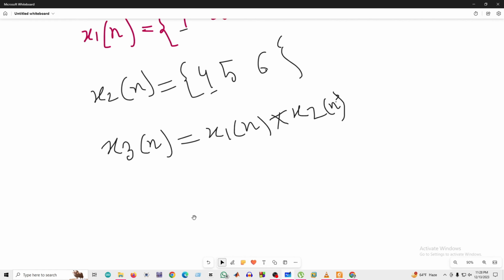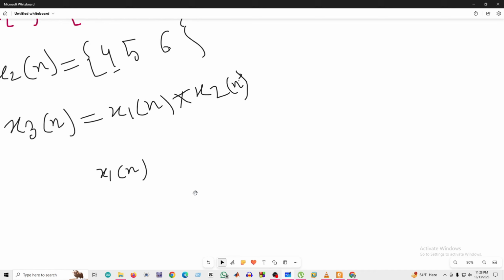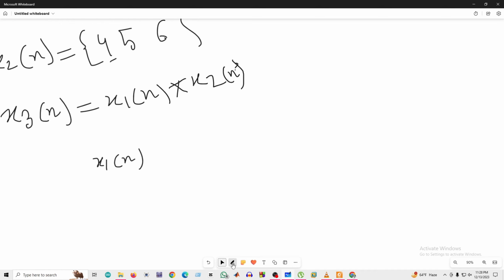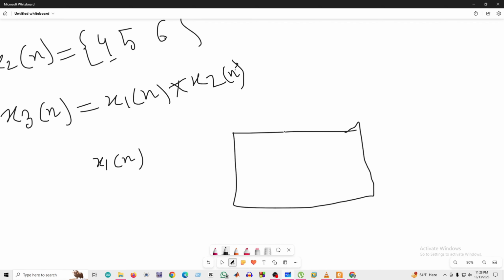We all know what linear convolution is. We need a signal fixed, so let us consider x1 of n is fixed. Here I will show a method that is very helpful for doing this type of convolution. At first I draw a cell, so this is my cell.